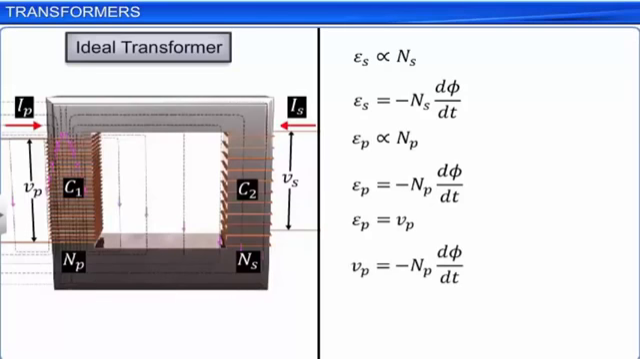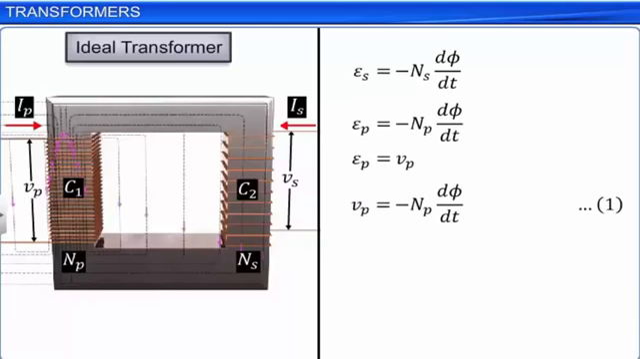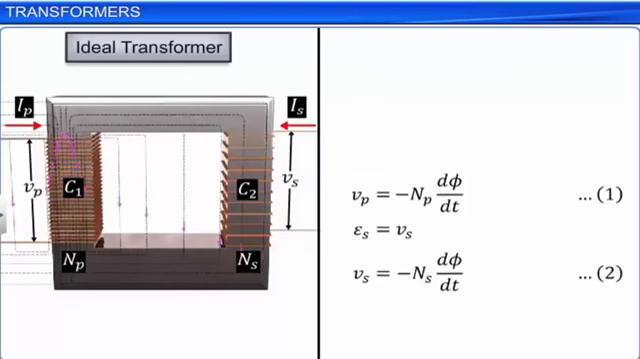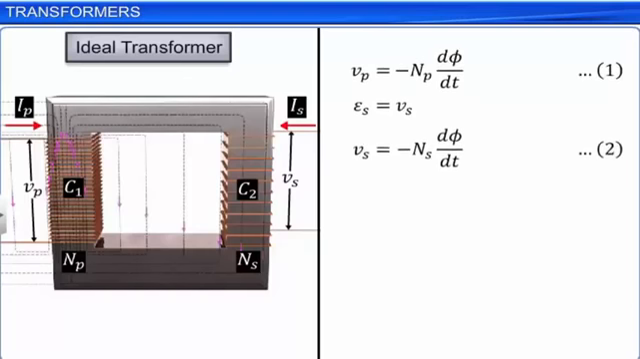If the current taken from the secondary coil is small, as it is an open circuit, then, to a good approximation, we get induced EMF Es equal to voltage across the secondary coil Vs. Hence, we have Vs is equal to minus Ns into d phi by dt. Let this be equation 2. Dividing equation 2 by 1 and simplifying, we get Vs by Vp equal to Ns by Np. Let this be equation 3.